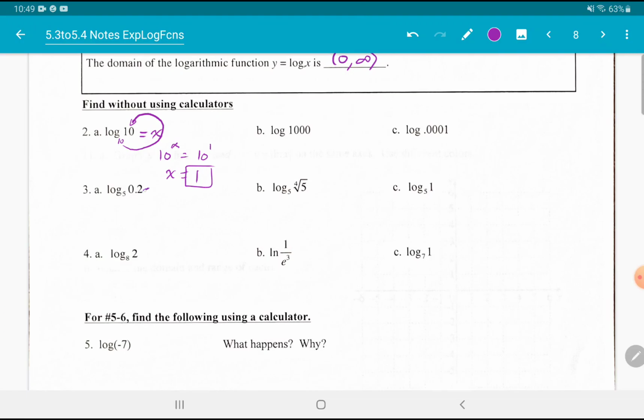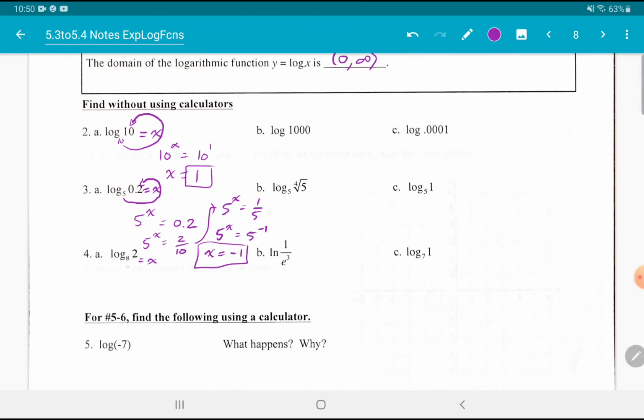Again, doing the loop trick, if this is equal to x, if we say 5 to the power of x is equal to 0.2. What is 0.2 the same as? 0.2 is technically the same as 2 over 10, or I guess we can rewrite that as 1 over 5. Oh, 1 over 5, using laws of exponents, is the same as saying 5 to the negative first power. So therefore, this value is negative 1.